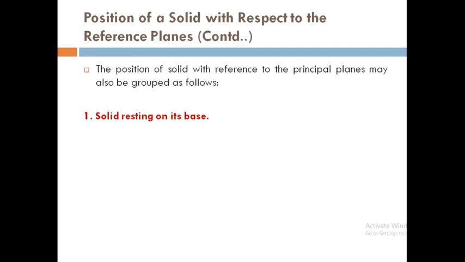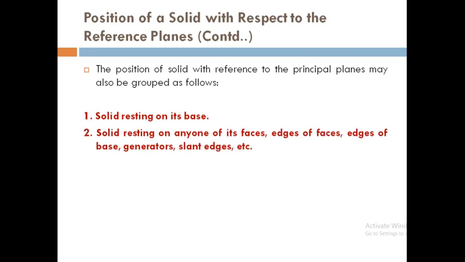The position of solid with reference to principal plane may also be grouped as follows. The solid may be grouped as solid resting on base, solid resting on any one of its face or edge, or edge of a base or generator or slant edges, etc. And one more condition is solid suspended freely from one of its corner, but here we will be dealing with only the first two conditions: solid resting on its base or solid resting on any one of its edges or edge of base or a generator or a slant edge.